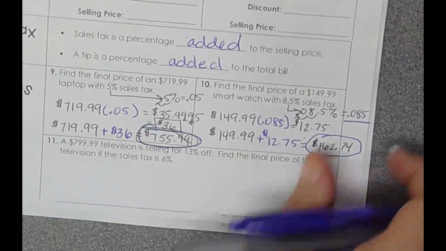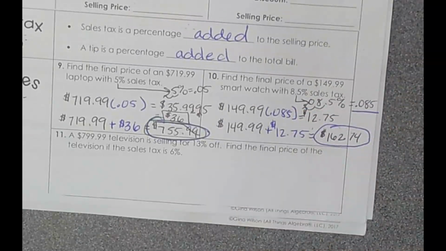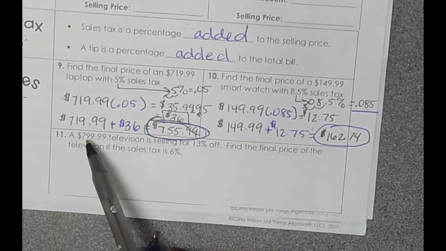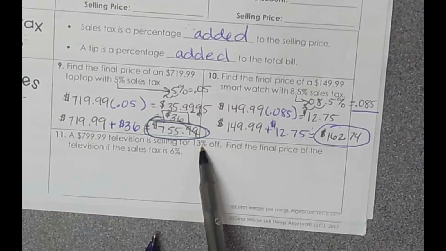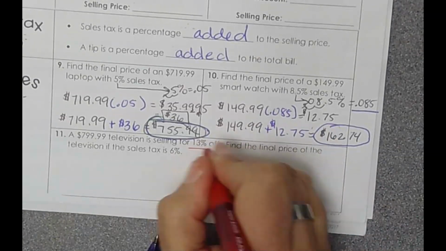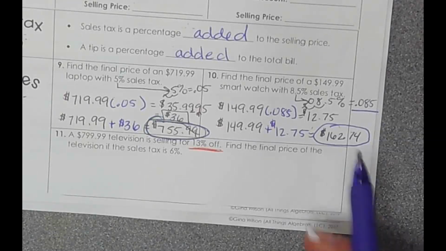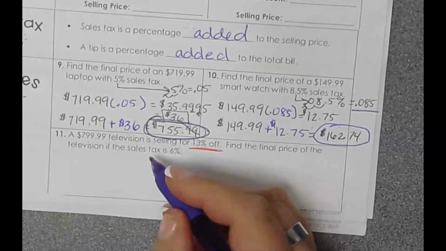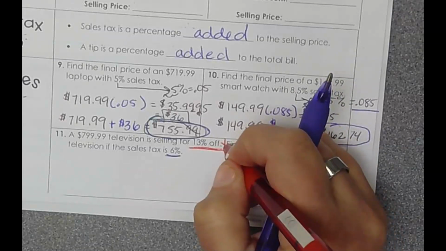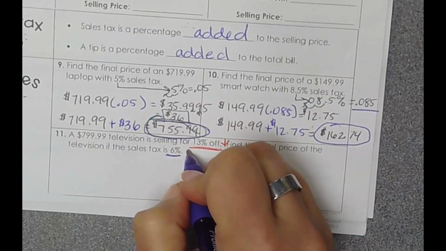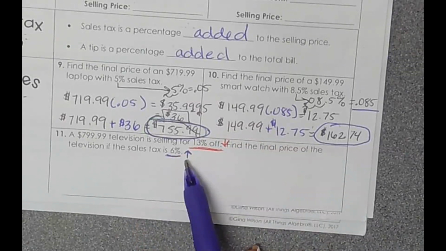Now this last one, it's a little special. Okay, we got two parts to this, because if you notice, it says a $799.99 television is selling for 13% off. So that one is a discount. Okay, find the final price of the television if the sales tax is 6%. So after we have decreased the price, then we're going to have to find the sales tax on that discounted price. So our price is going to go back up at the end when we pay for it.